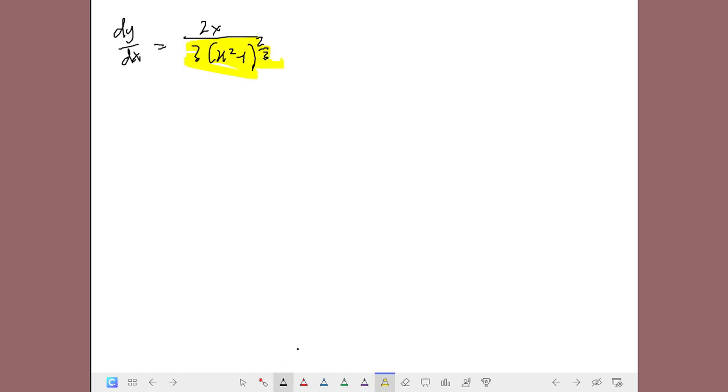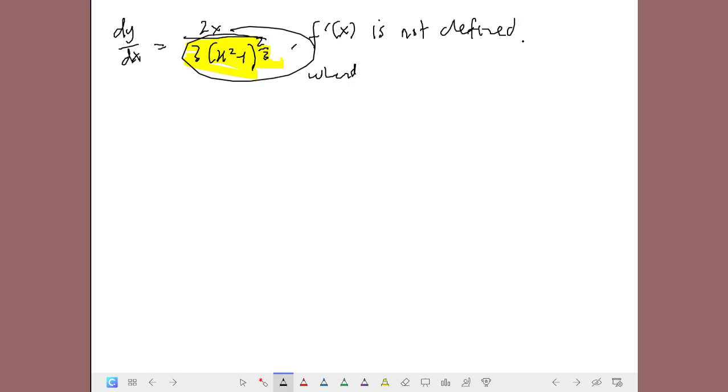Okay, f prime x is not defined when 3x squared minus 1 to the power 2 over 3 is equal to 0. When this is equal to 0, 2x over 0, dy/dx is undefined, which means f prime of x is undefined.